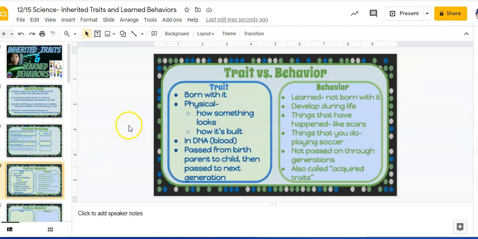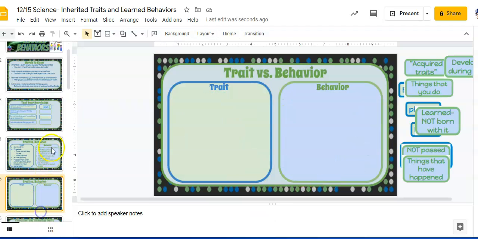On the next slide, you have a trait, whether you would call something a trait or a behavior. Now, boys and girls, in our coach book, we call this an inherited trait, and behaviors, if you look down here at the bottom, we call those acquired traits. So a learned behavior could also be called an acquired trait. So carefully look at each of those parts of the definition and use those to complete the next slide.